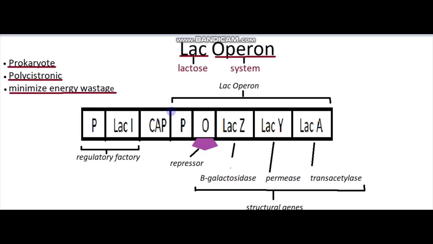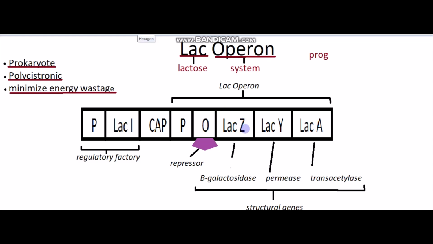This is the structure of the operon. We have a promoter, an operator, a repressor, and the structural genes LAC-Z, LAC-Y, and LAC-A. An easy way to remember this is PROG, which stands for promoter, repressor, operator, and then genes.